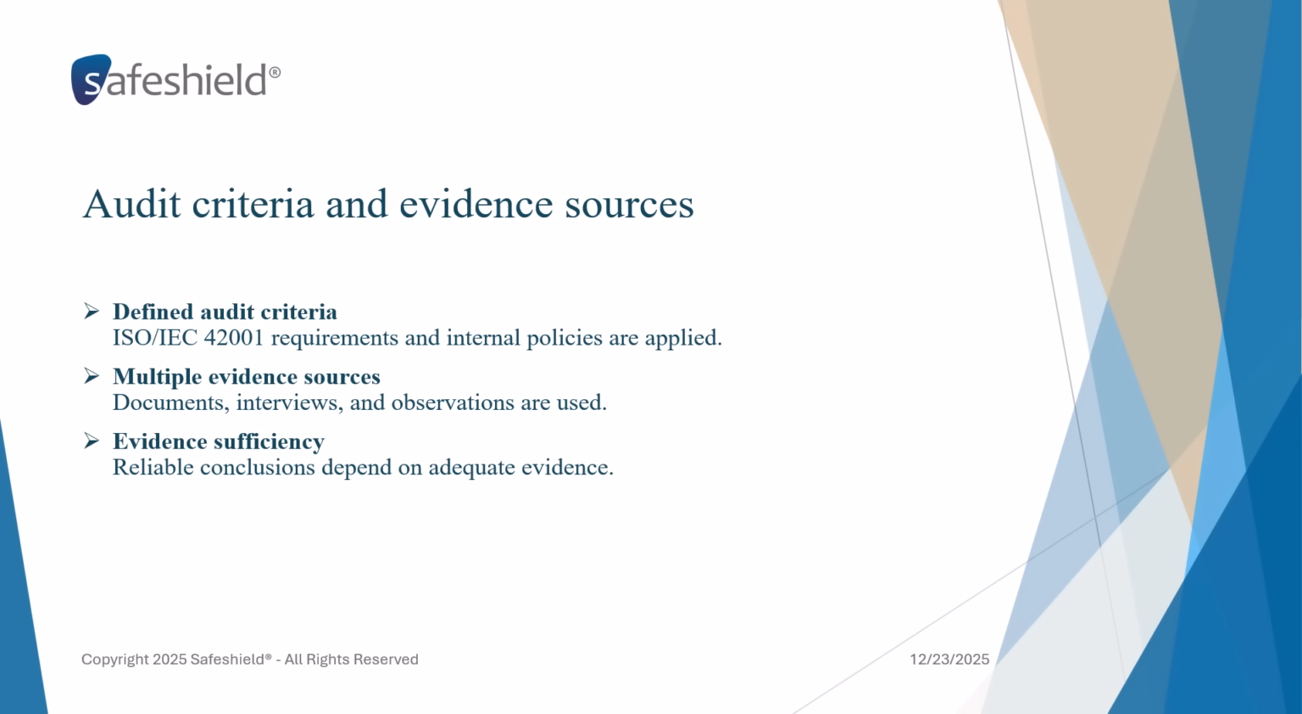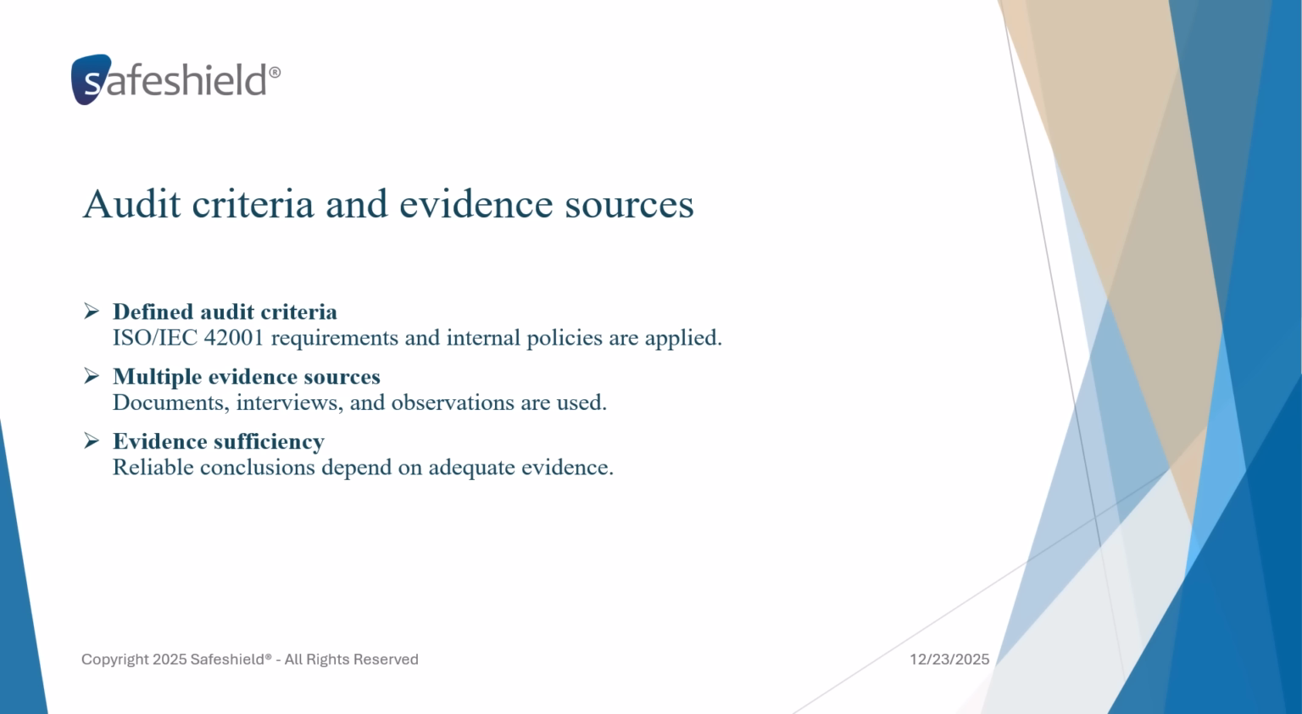Audit criteria define the requirements against which the AIMS is assessed. In ISO 42001 audits, criteria typically include the standards clauses, the organization's AI policy, internal procedures, and applicable regulatory or contractual obligations. Clear criteria ensure consistency and objectivity in audit conclusions.